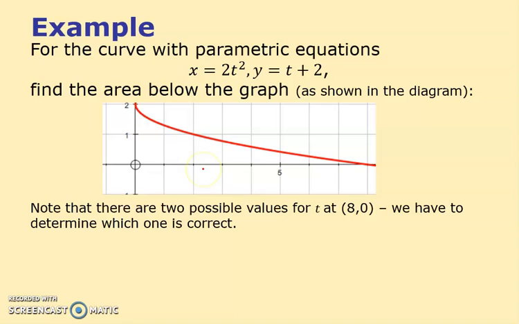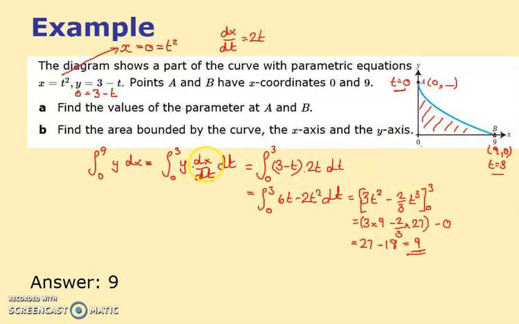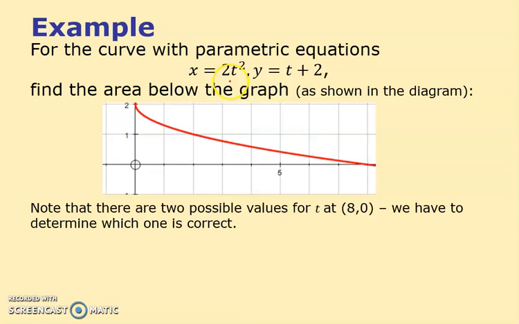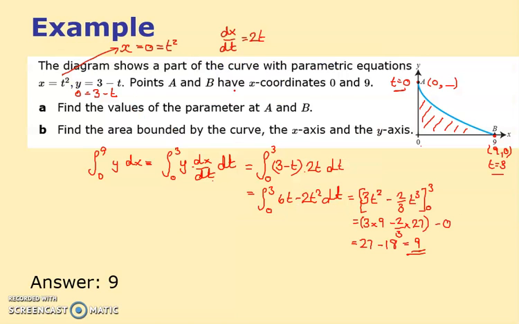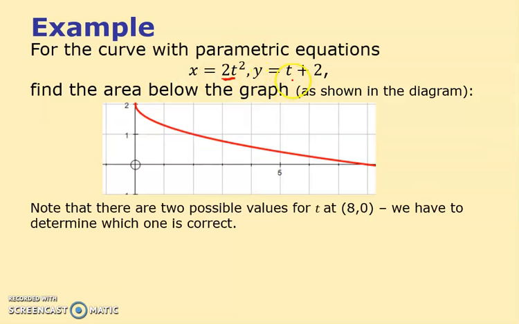So next question. For the curve with these parametric equations, find the area below the graph. Now that looks really quite similar to the one we've just been doing. X is t squared. Oh, this time it's 2t squared. Last time it was 3 minus t. This time it's t plus 2. So these really are quite similar.